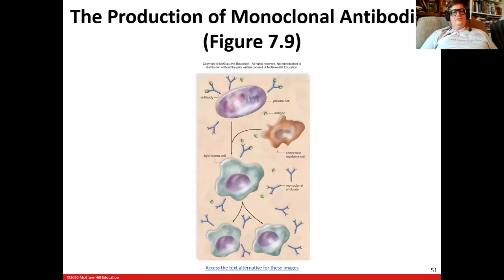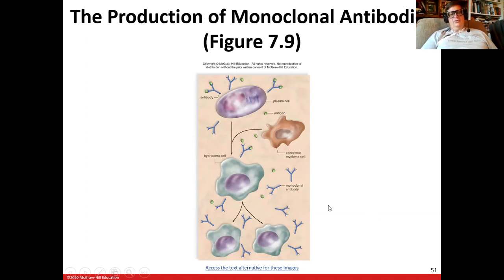Anyway, here's the pretty picture of how to make a monoclonal antibody. You can see that they are fusing together. This cell here, this hybrid cell, actually contains part of the cancer cell and part of the immune cell.